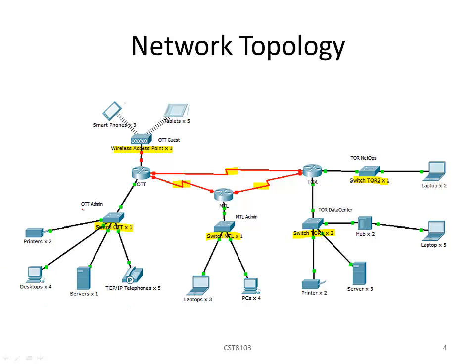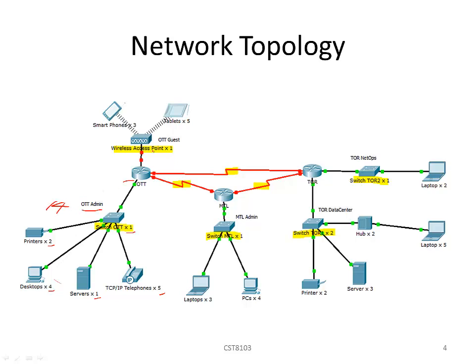So let's begin with the Ottawa admin. We have 2 printers, 4 desktops, 1 server, 5 IP telephones, 1 switch, and let's not forget 1 router interface, which is the default gateway for all devices connected on this subnet. So let us count. We have 2, 6, 7, 12, 13, 14. So the Ottawa subnet requires 14 addresses.